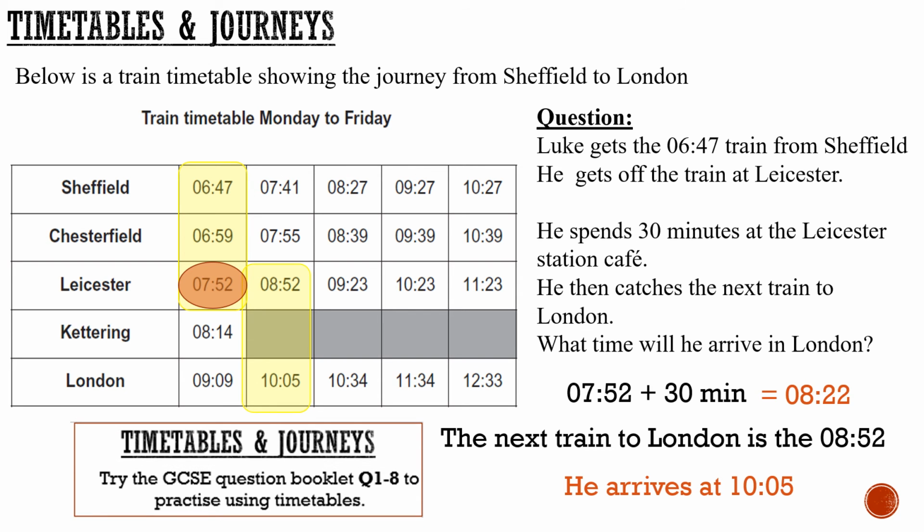So what I'd like you to do now is, attached to the show my homework is a worksheet of GCSE questions linked with timetables and journeys. So have a go at doing those now. And then when you're finished, come back to the video and we're going to go through a GCSE question just to see how we got on for today.